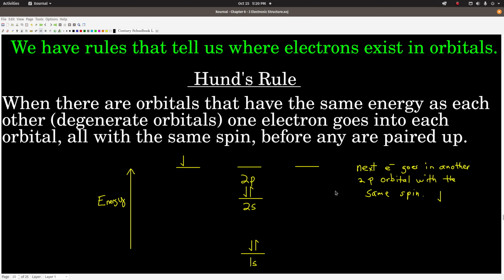Next, Hund's rule. When we have, if you remember, those the 2p, 3p, the 3d, and it ends up the f's, they all are at the same energy.